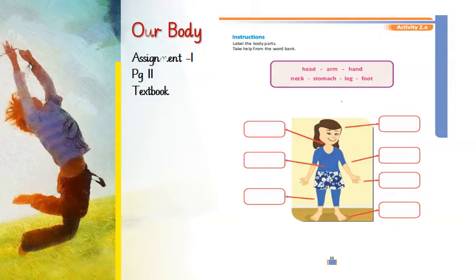Let's do assignment number 1. This is activity 2.a given on page 11 of textbook. The instructions are: label the body parts, take help from the word bank. The words given are head, arm, hand, neck, stomach, leg, foot. You have to label the body parts correctly, and we have already discussed it.